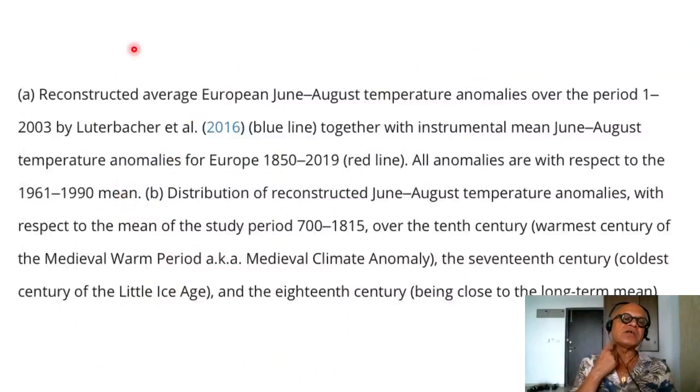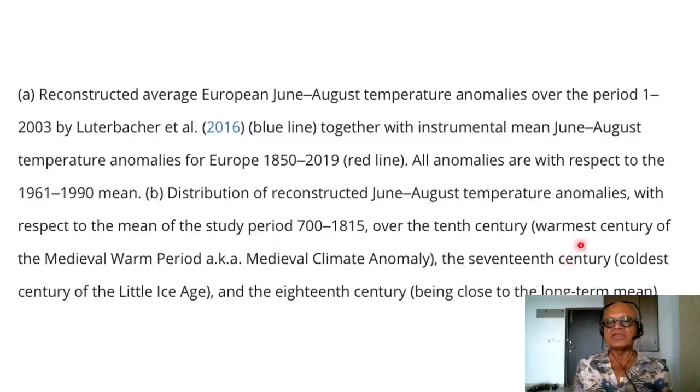Okay, so let's look at reconstructed average European June to August temperature anomalies over the period of year 1 to 2003 by Luterbacher in the next slide, together with instrumental mean June to August temperature anomalies for Europe during 1850 to 2019, when we have recorded instrumental data. All anomalies are with respect to the base period of 1961 to 1990, and in B we'll look at the distribution of reconstructed June to August temperature anomalies with respect to the mean of the study period of 700 to 1815.